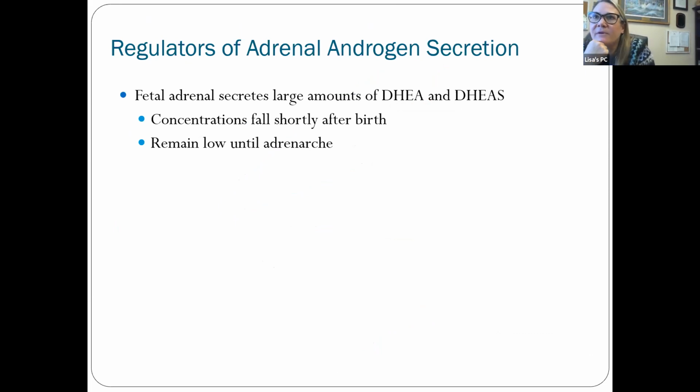And this is what I was saying before, I just couldn't remember if I had a slide on it. We don't know what the regulators are of the adrenal androgens. We know that fetal adrenal glands are actually pretty large compared to child or adult adrenal glands, and then they get smaller after the baby's born and starts to grow. DHEA and DHEAS, if you were to measure them in a neonate, would actually be pretty high, and then they fall to normal ranges shortly after birth and stay that way until adrenarche occurs around pubertal age. Again, we don't know the signals that stimulate adrenarche.